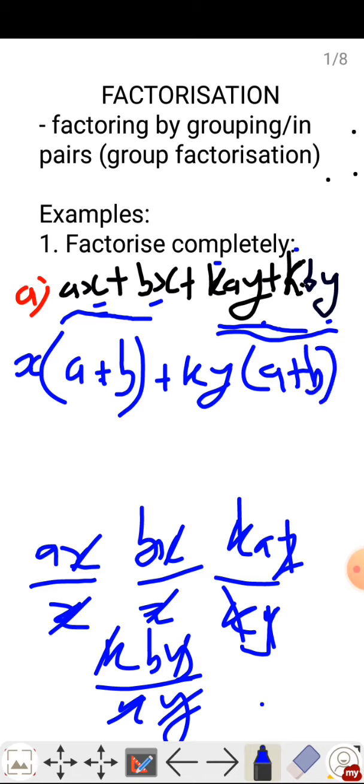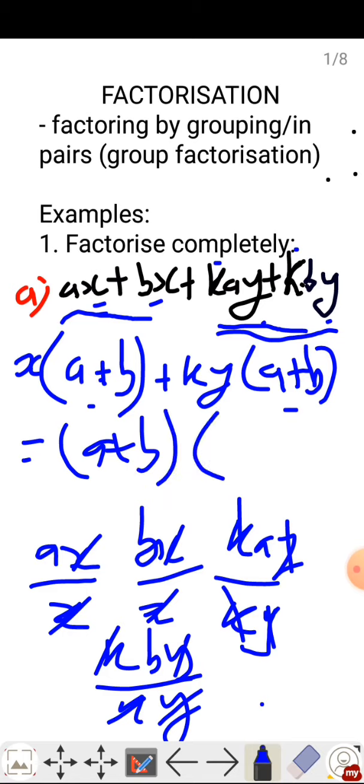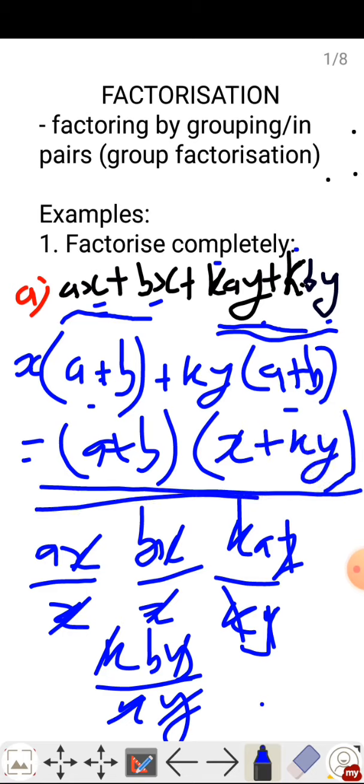B. So the moment you see the same numbers or the same letters inside the brackets, you should know that your answer is correct. So this is what you do now. Your answer will be a plus b, then you open another bracket, then you put x plus ky, you put your common factors. So this is how you factorize by grouping.